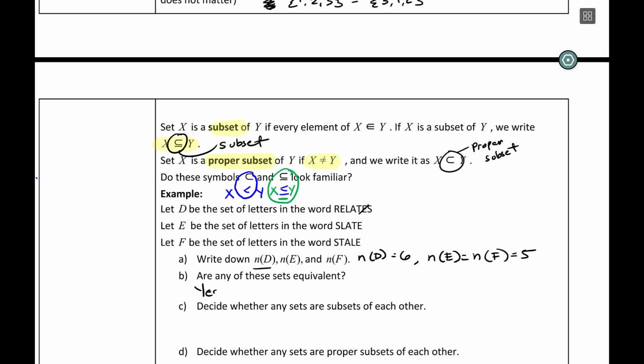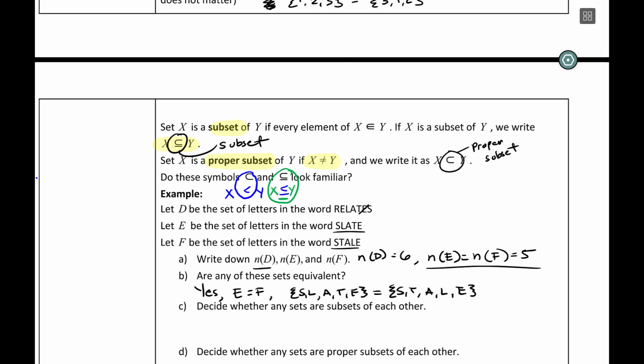Well, we should be able to say yes, because not only are these of the same size, but they actually have the same letters. So let's justify that by saying E is equivalent to F because all of the elements S, L, A, T, E are in this set S, T, A, L, and E. Just because they're in a different order doesn't mean they are not equivalent. So those two sets are equal.